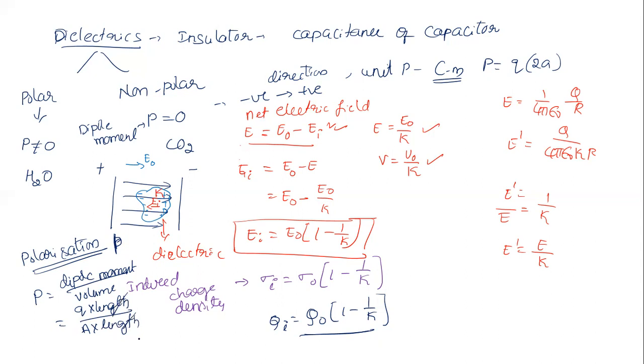Now length and length cancel. You get charge per unit area, sigma. That is the induced charge density, the surface charge density sigma I. That is what we are taking as P. So we can say P is numerically equal to sigma I, the induced charge density, which we also call the surface charge density.